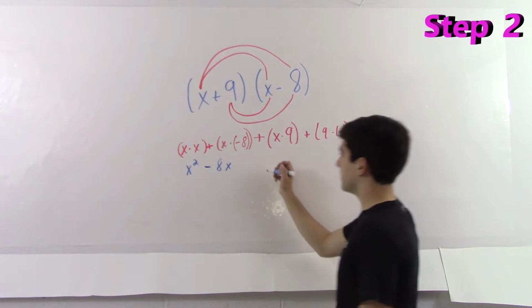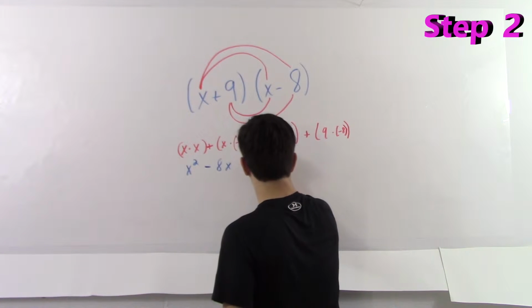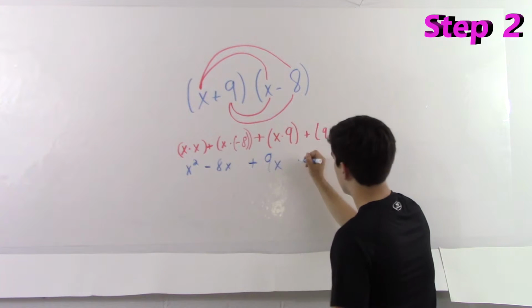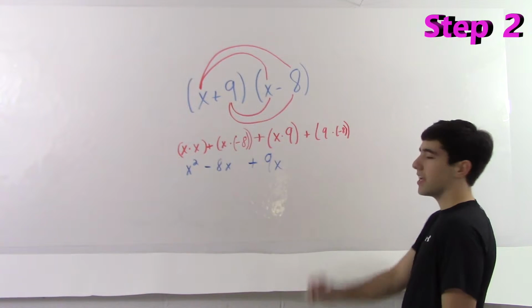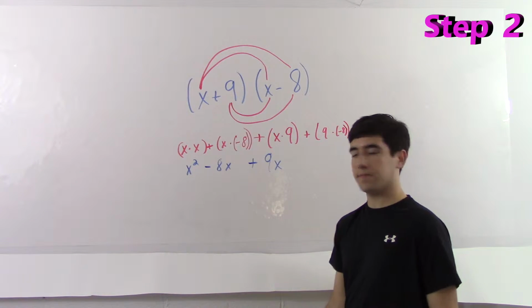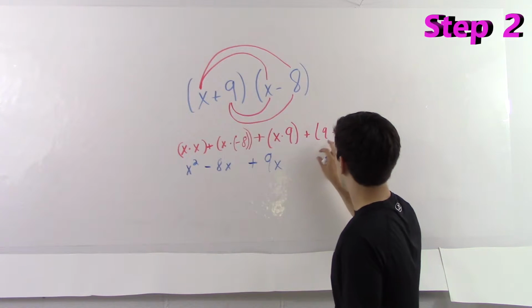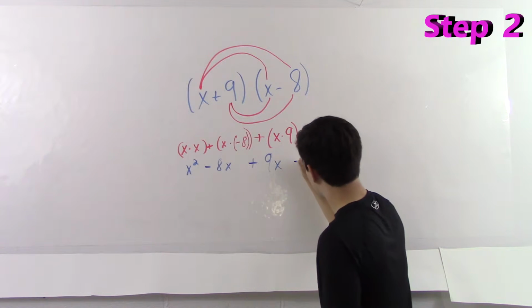X times 9, which is 9x. And 9 times negative 8, which is negative 72. And again, a negative times a positive makes a negative.